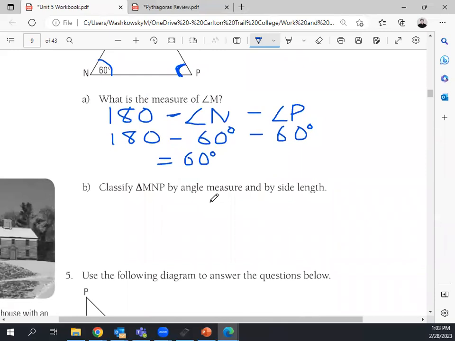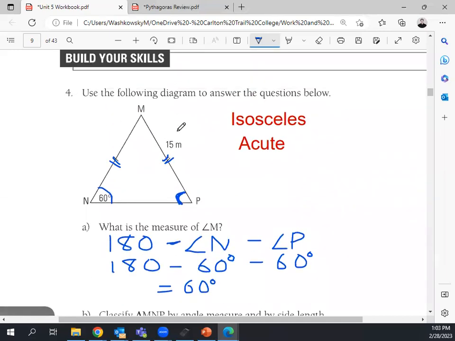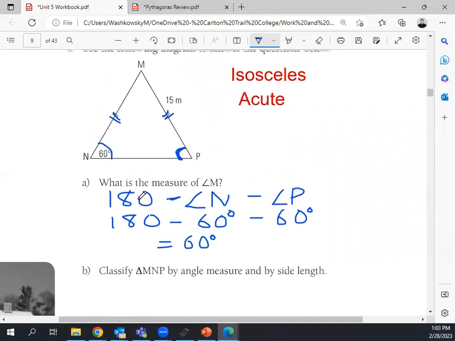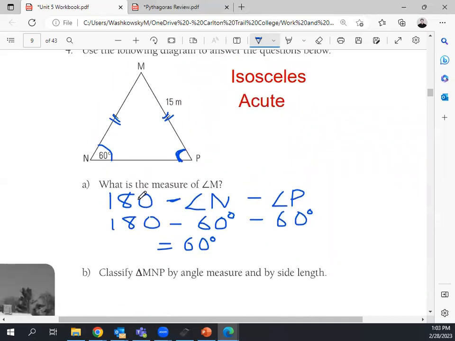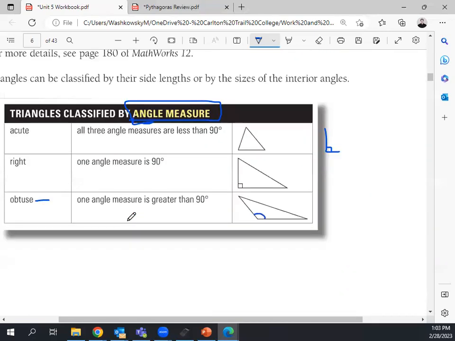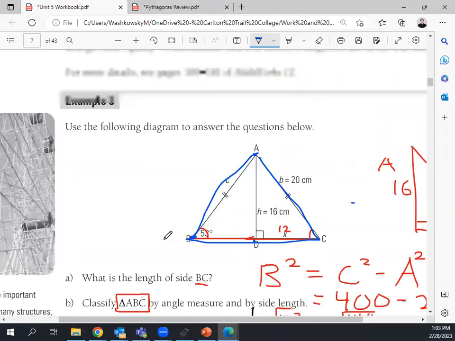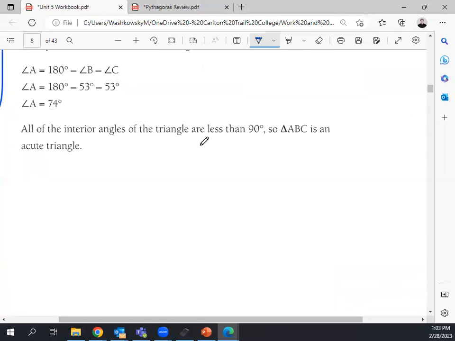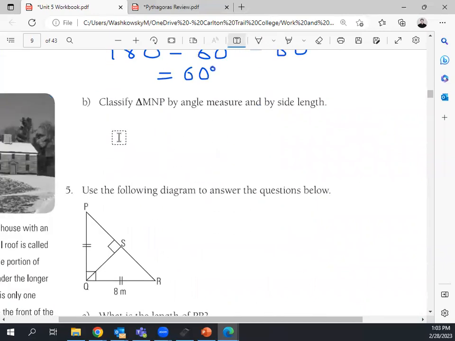But how do you classify it? That's the thing most students struggle with. What's the angle measure? So we've already done this. Not quite. Go back to page 179. Which type of triangle is that? It's acute. And then what's the side triangle? Acute isosceles triangle. And that's it. That's your answer.